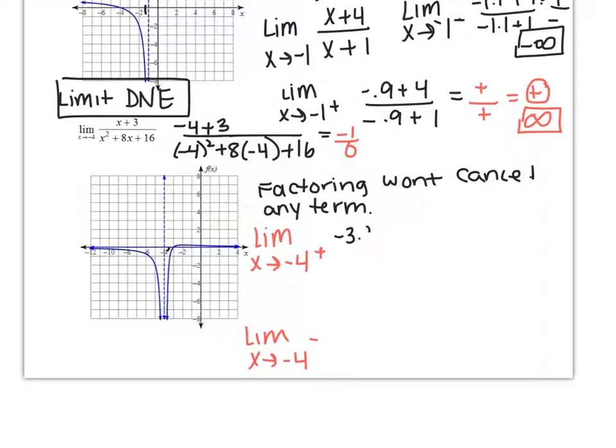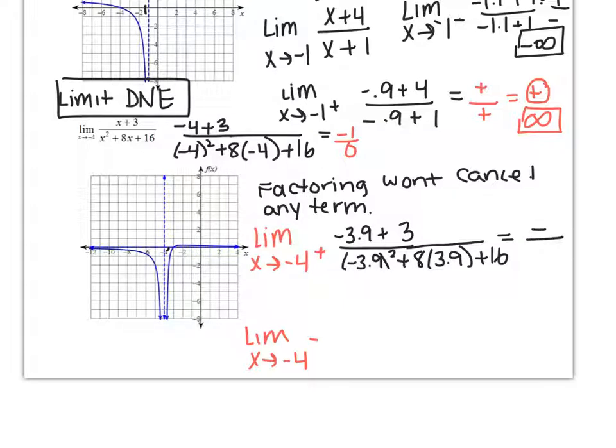So -3.9 plus x over -3.9 squared plus 8 times 3.9 plus 16. And again, we don't care what the numbers are, we just care that it's positive or negative. I just realized I made a typo. This here should be a 3. So if I add -3.9 plus 3, the answer will be negative.